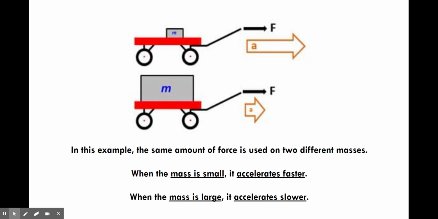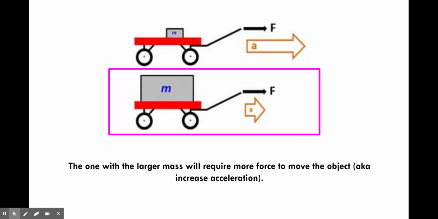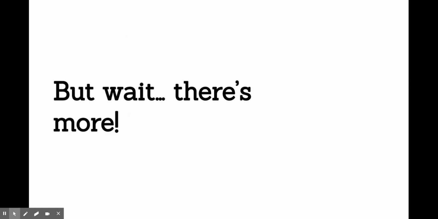When the mass is really big, when you have something really heavy in the cart and you pull with the same amount of force as you did in the first one, it accelerates a lot slower because it's heavier, so you don't go as fast. The one with the larger mass will require more force to actually move the object. So if you want it to go faster, you have to apply more force to get it to go.